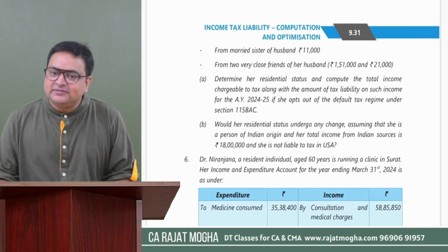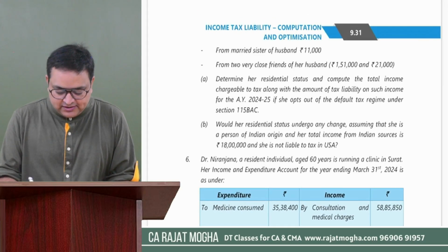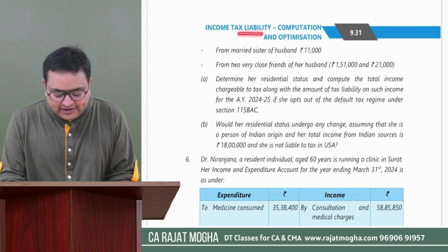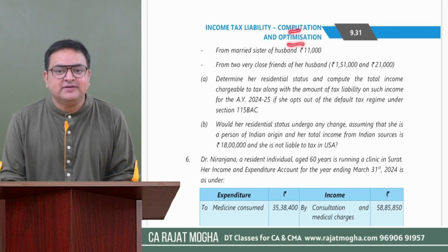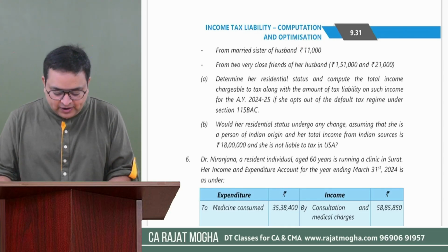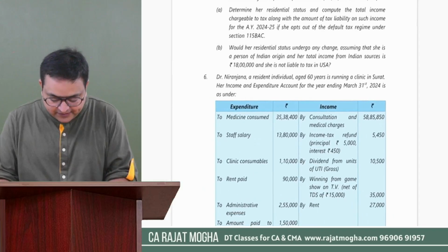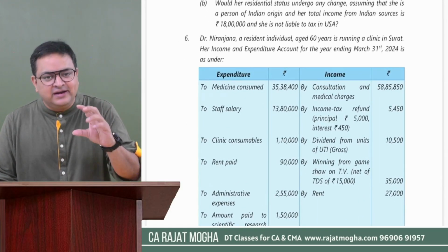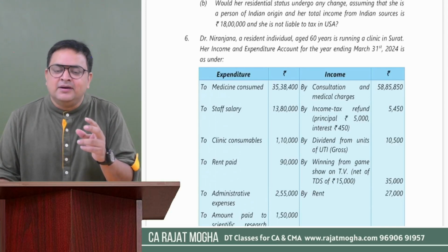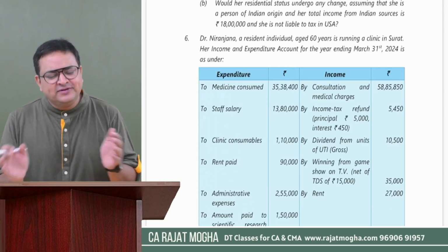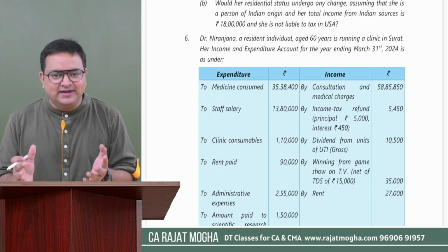This is from your study material. If you come to page number 9.31, the chapter is Income Tax Liability Computation and Optimization. We have the questions at the end of the chapter. I'll be discussing a few questions today, that too total income questions. The total income question is majorly PGBP, but it contains some provisions of other heads also, deductions also, sometimes TDS as well. So it's a mixed question of all the things.